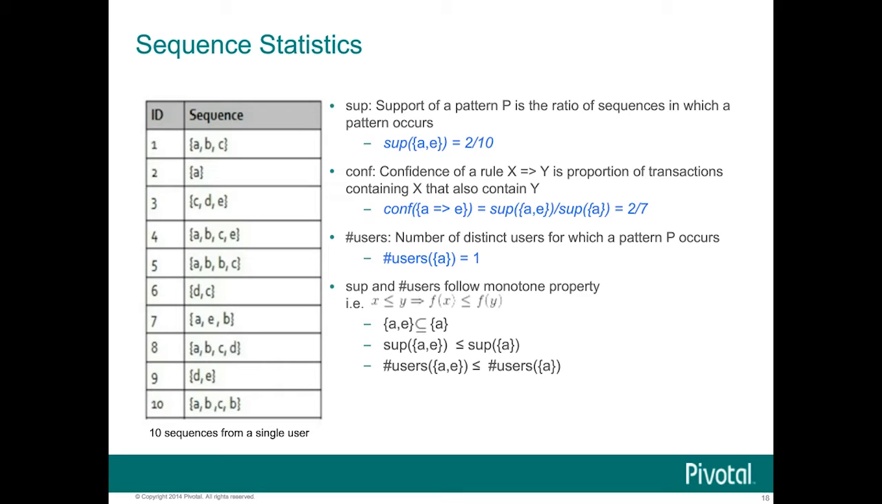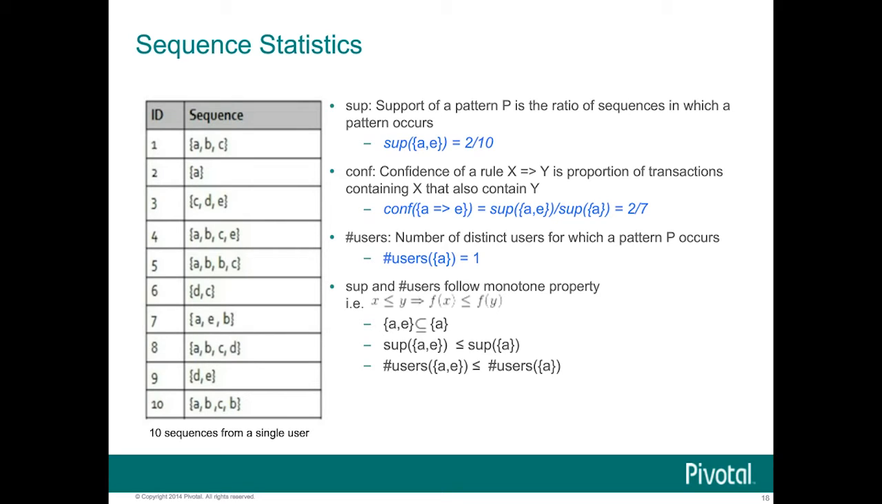Support of a pattern is the ratio of the sequences in which a particular pattern appears. For example, if we are looking at the support of the pattern AE, we can see that AE appears in sequence ID 4 as well as sequence ID 7. So out of the 10 sequences, the pattern AE appears in 2 of the 10 sequences. Hence, the support of the pattern AE would be 2 by 10.